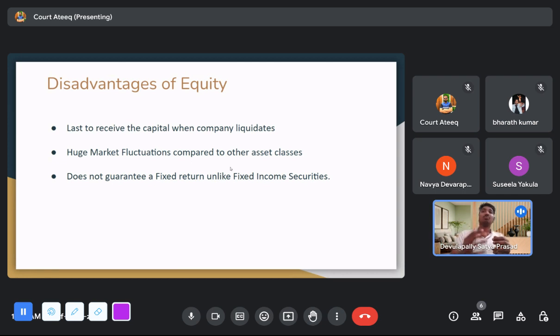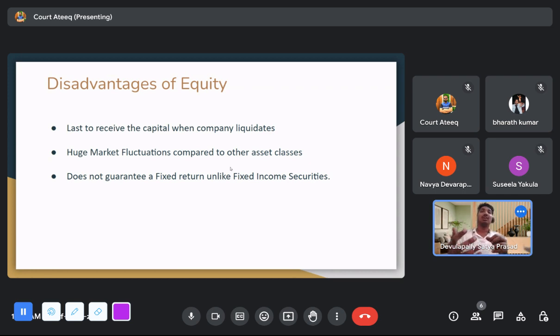And the second is huge market fluctuations. As you know, share prices are determined by demand and supply characteristics in the market. Let's say there is any negative news in the economy, like a COVID lockdown, which is negative news for a company. In that case people might feel fear, and they might sell a lot, so in return the share prices will fluctuate a lot, and share prices will fall. So it is one of the disadvantages.